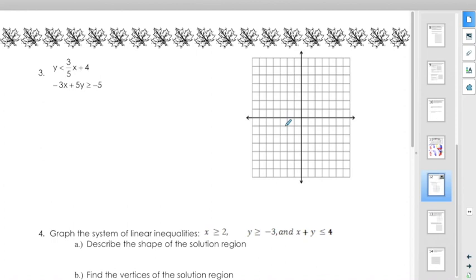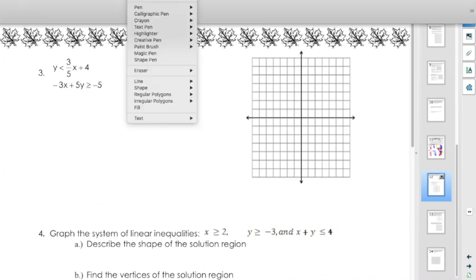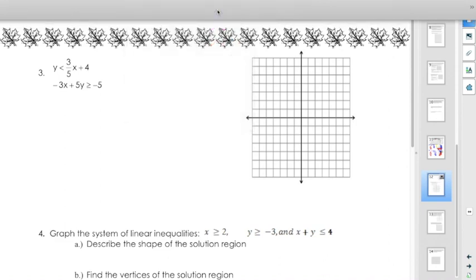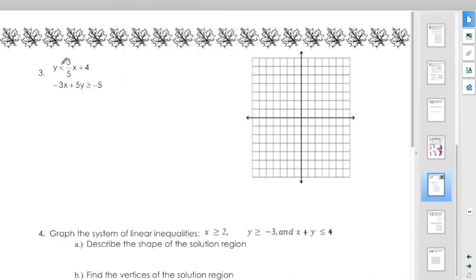We have y is less than 3/5 x plus 4, and then negative 3x plus 5y is greater than or equal to negative 5. Okay, I want to graph both of these. First thing I need to determine, am I going to have a solid or dashed line for both? This tells me I'm going to have a dashed line, and this tells me I'm going to have a solid line.